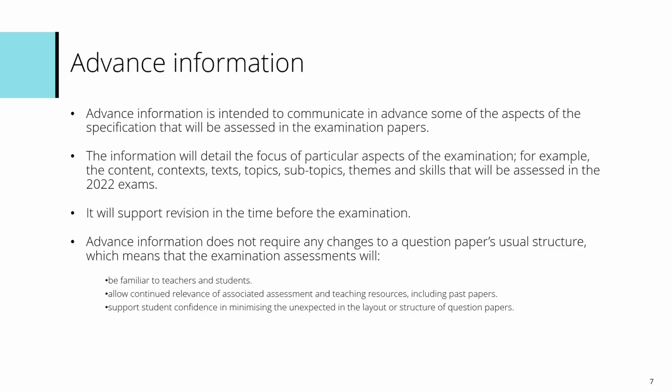So really, this is going into a bit of detail around what advanced information is now and how it can be used. So advanced information is intended to communicate in advance some of the aspects of the specification that will be assessed in the exam papers. Information will detail the focus of particular aspects of the exam. So for example, that could be certain content, context, text, topics, subtopics, themes and skills that will be assessed. It's intended to support revision in the time before the exams as well.